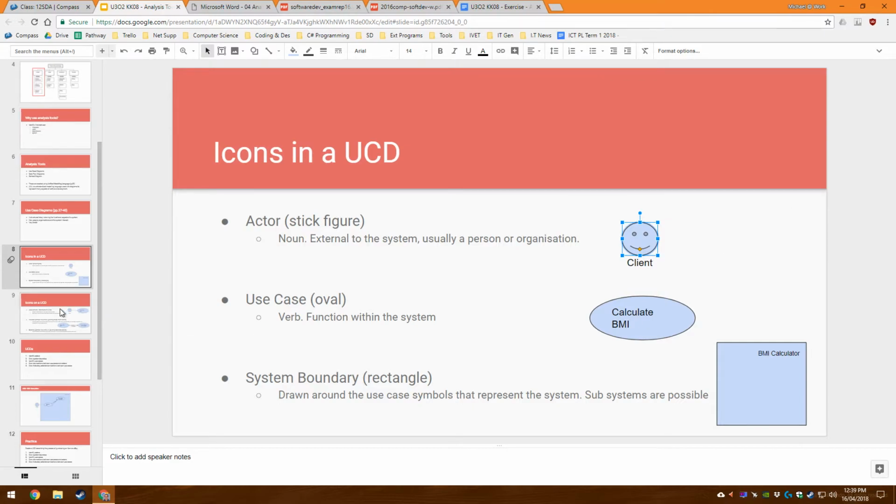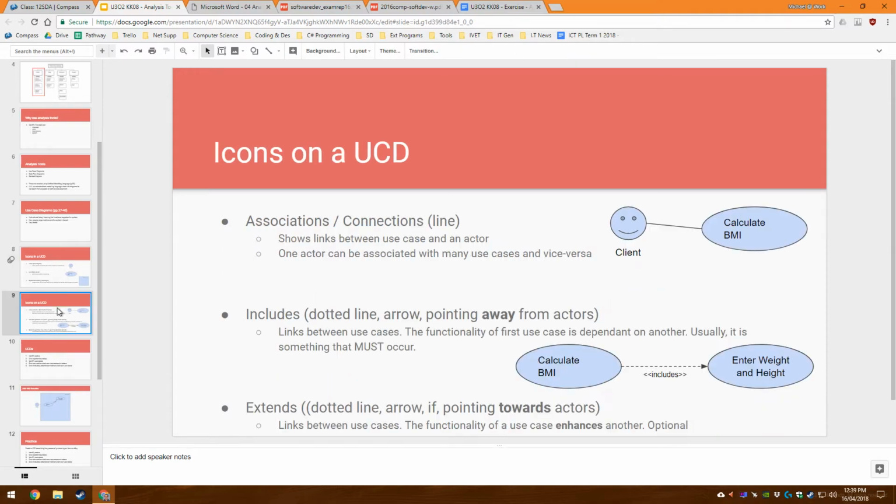Okay, so the first three. Now, these ones are relatively simple: a user, something the system or program does, the system itself. This is where it gets difficult.